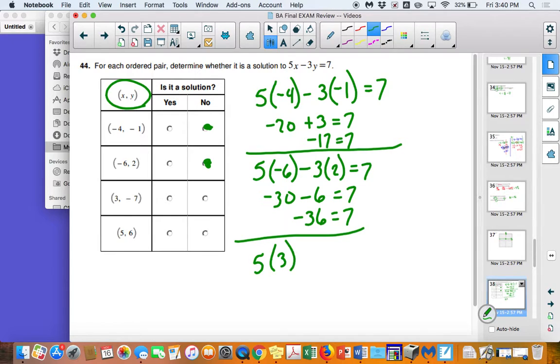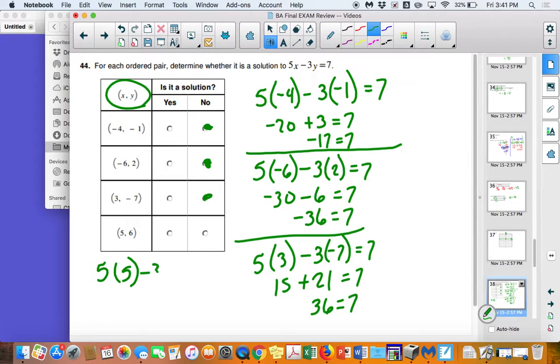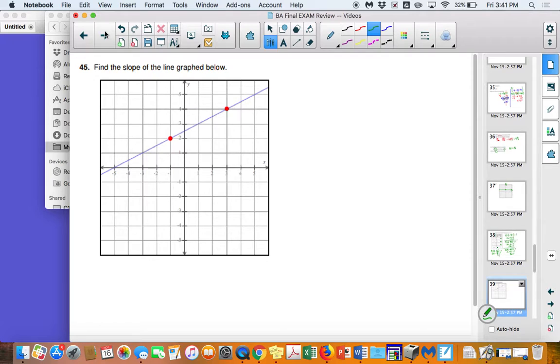5 times 3 minus 3 times a negative 7 equals 7. So that's going to be 15 plus 21. Oh, I think that's going to be too big. That's, what, 36 equals 7? That's not happening either. So far, we don't have a match. Let me just squeeze the other one over here. 5 times 5 minus 3 times 6 equals 7. So that would be 25 minus 18 equals 7. We finally found us a winner. That's the one we want. But you just have to be patient and go through them all.